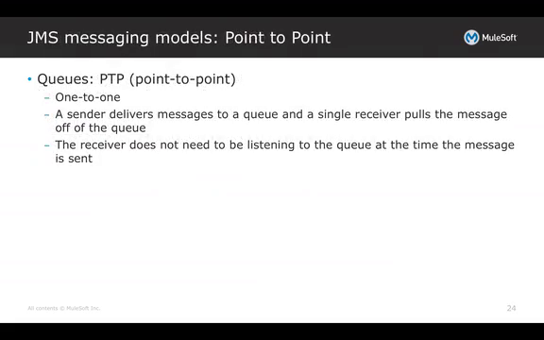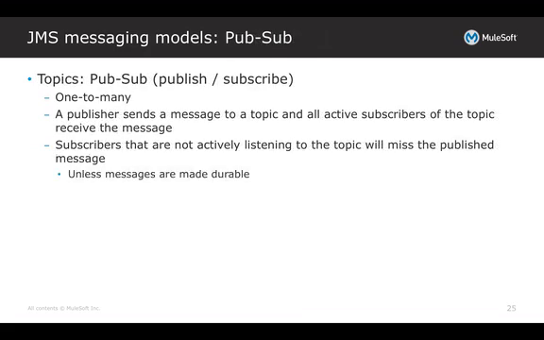In the queue model, or point-to-point, these are typically one-to-one, where a sender delivers messages to a queue and a single receiver will pull the message off the queue when it's available. The receiver does not need to be listening to the queue at the time the message is sent.